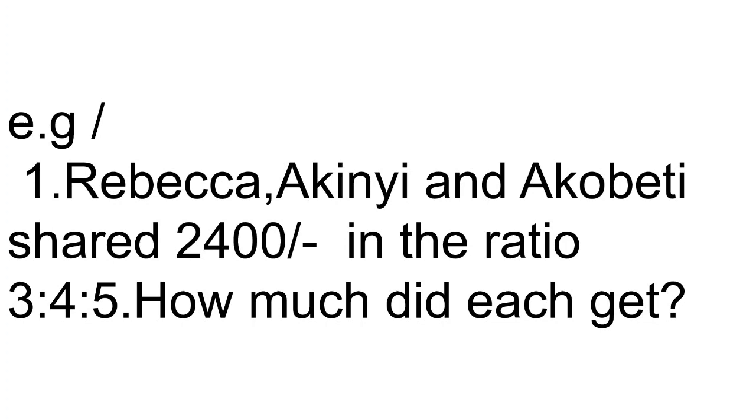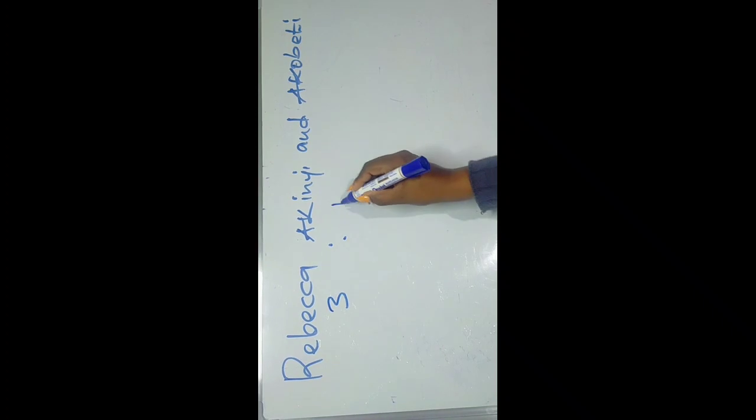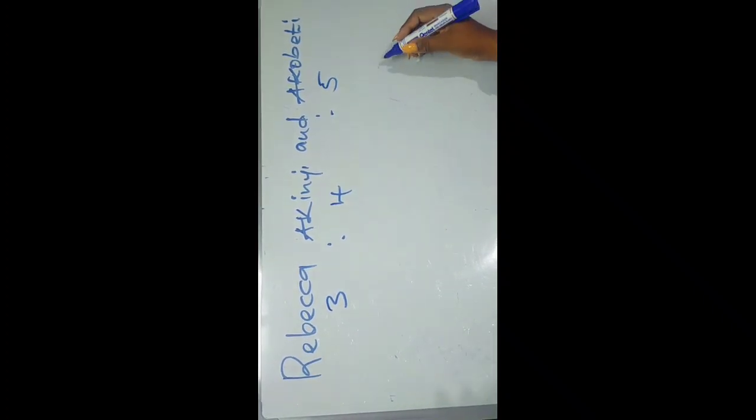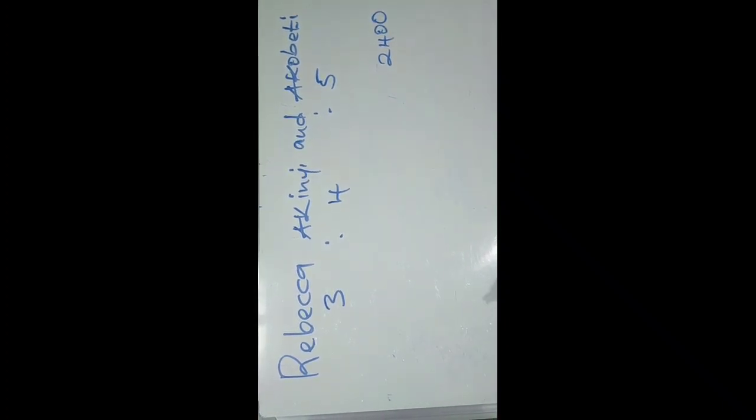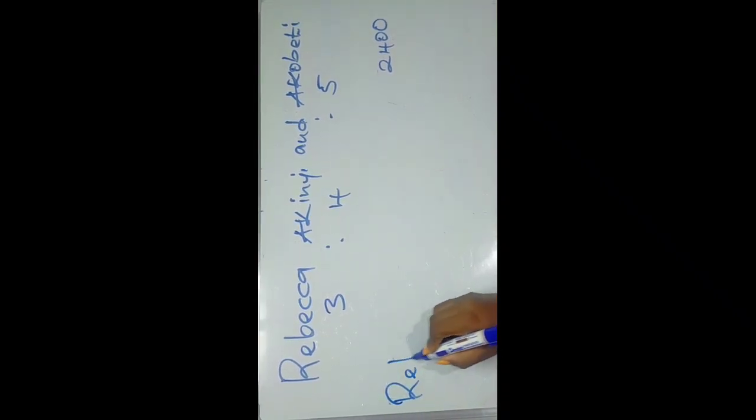Rebecca, Akinyi and Akobeti shared 2,400 shillings in the ratio 3 to 4 to 5. How much did each get? Now, this is how you work it out. Rebecca, Akinyi and Akobeti shared this amount of money in the ratio 3 is to 4 is to 5. And the amount of money was 2,400.